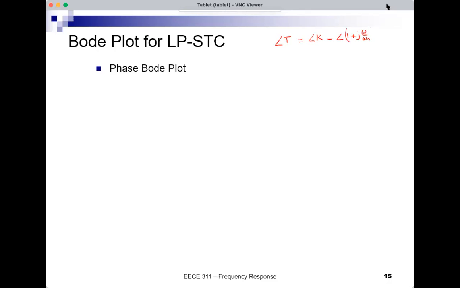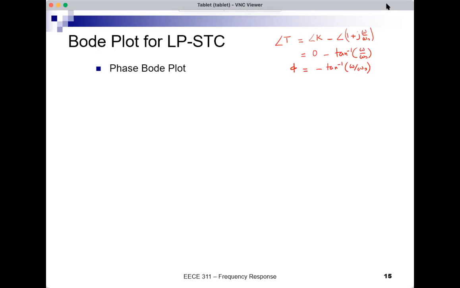In our example, K we calculated to be 100 volt per volt, and omega 0 is 1 million radians per second, 10 to the 6 radians per second. So the phase angle of a positive real number is 0 degrees, minus the phase angle of this complex number, which is arctan of omega over omega 0. Therefore phi, if I call the phase angle of T phi, would be minus arctan omega over omega 0. This is the phase angle of the transfer function T of j omega.